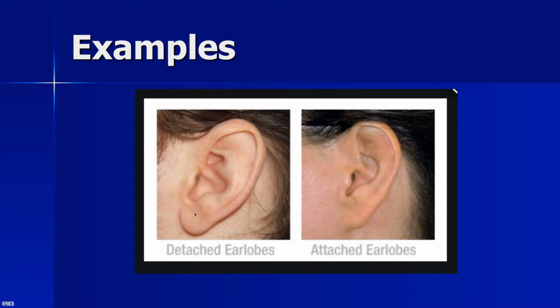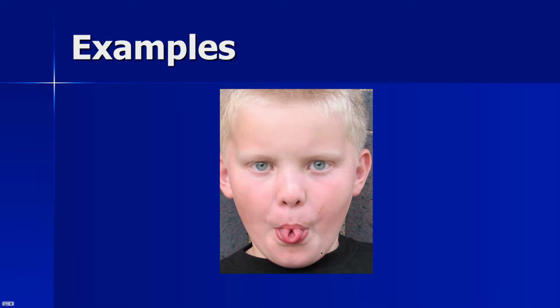Earlobes. Some people have detached earlobes. See how they're not really connected to the side of the person's head? Where some people have attached earlobes, where they go straight down. They don't have the little floppy thing. Tongue rolling. Very common, but not everybody has that.